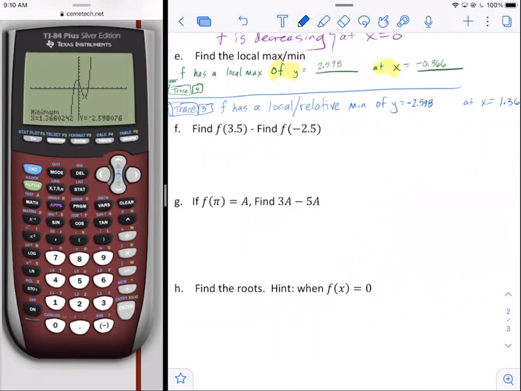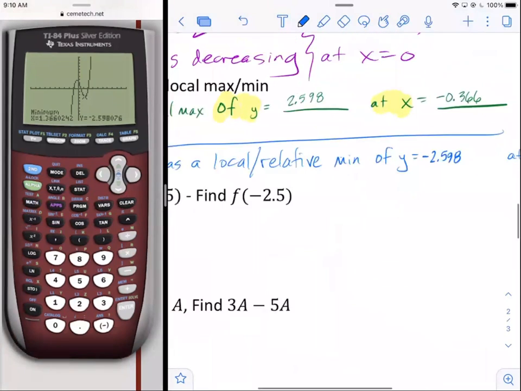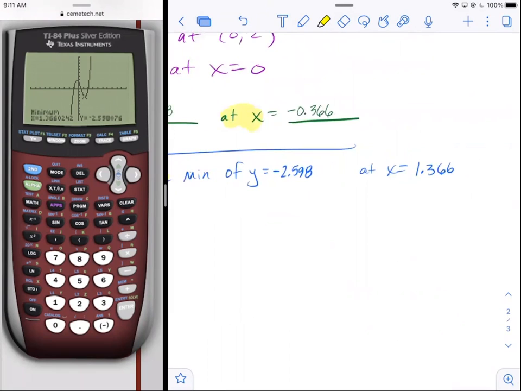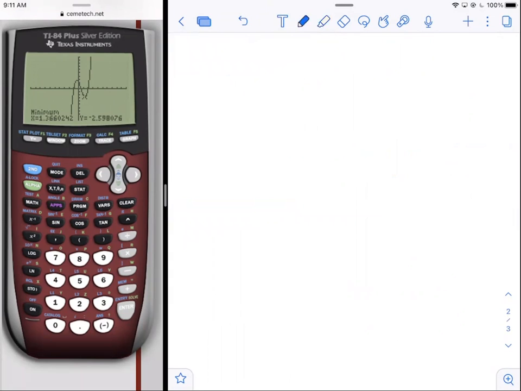All right, so here's what you should have. Second trace number 3 from the graphing screen. F has a local minimum or min or relative min. I'm just going to throw that word out there. We call local minimums also relative minimums. Okay, either one, but you do have to have an adjective in front of it, either local or relative. It's Y equals negative 2.598 at X equals 1.366. Y'all got those?